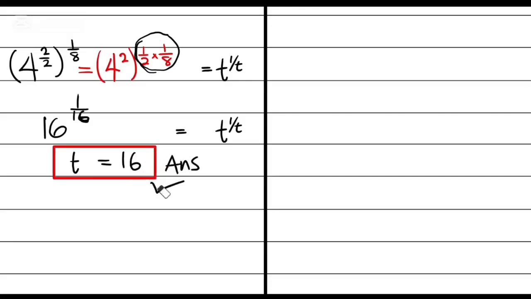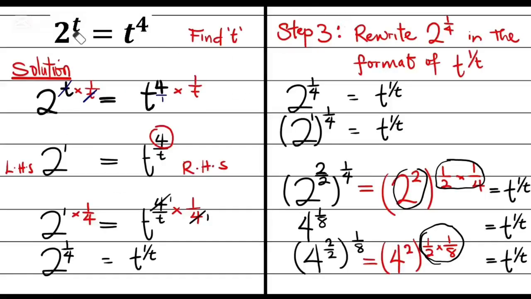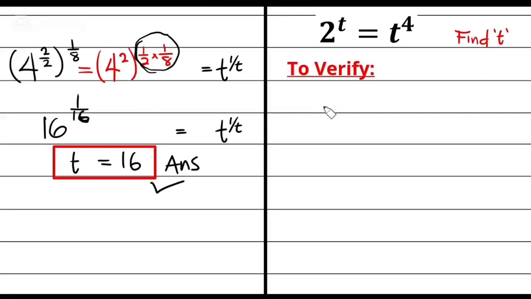And just before we go, we might need to check this value of t to be 16 to see if it is actually correct by going back to the question and inserting 16 wherever we find t and confirming if the left hand side is just going to be equal to the right hand side. Therefore, to verify this, I write 2. So instead of writing t here, I'm going to insert the value of t, and that is going to be 2 raised to the power of 16 equals t raised to the power of 4.